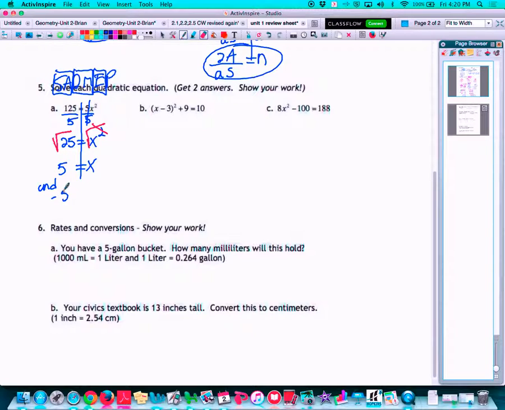But you have to remember the positive and negative. x is equal to 5 and x is equal to the negative 5. Remember, the calculator just tells you the principal square root, the positive one, but you have to remember that there are 2 square roots of 25.